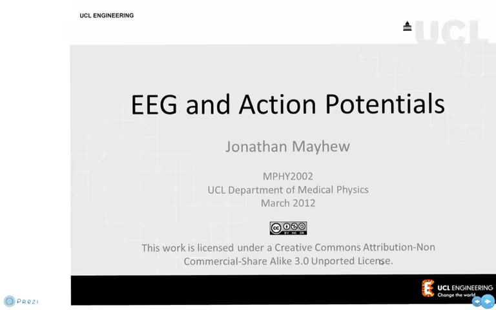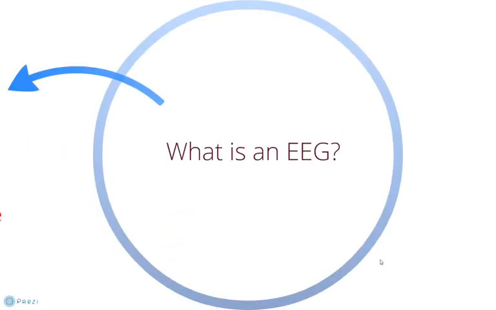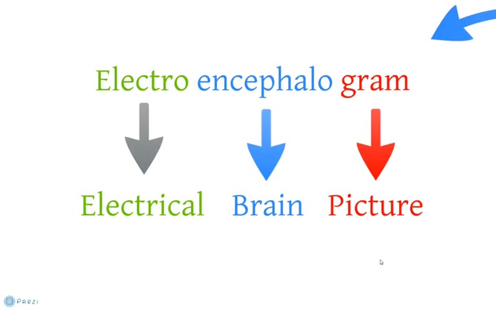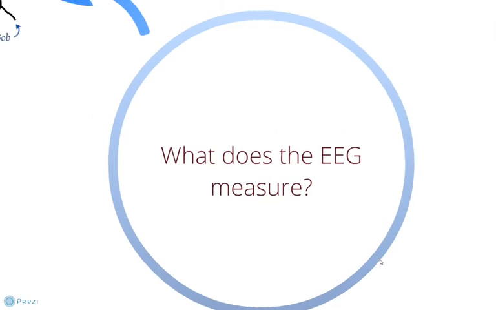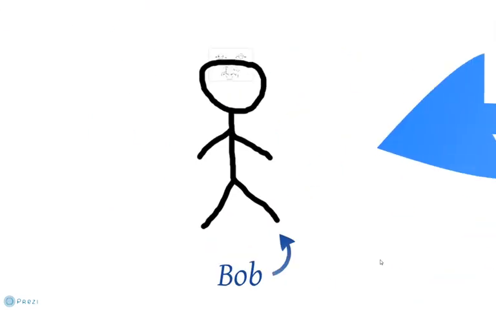So the first question you might ask is, what is an EEG? EEG stands for electroencephalogram, which as you can see means electrical brain picture, or in other words, mapping out the electrical activity in the brain. So how are we going to do that? Well, first I'll go over exactly what we're trying to measure, followed by what we're going to use to measure it. Here's Bob, the badly drawn stick man.